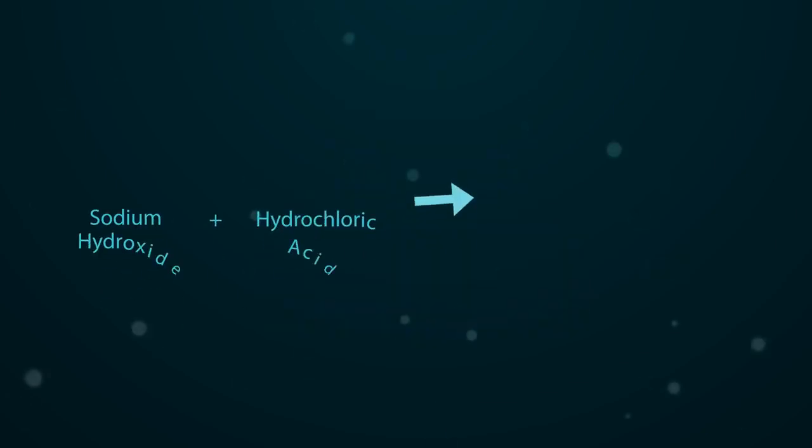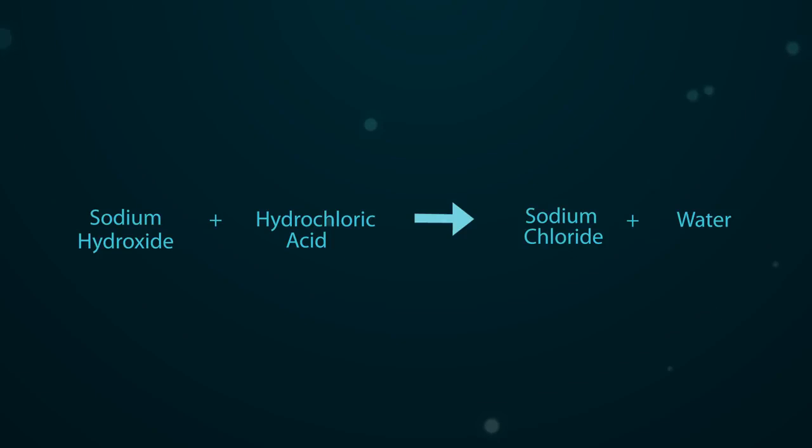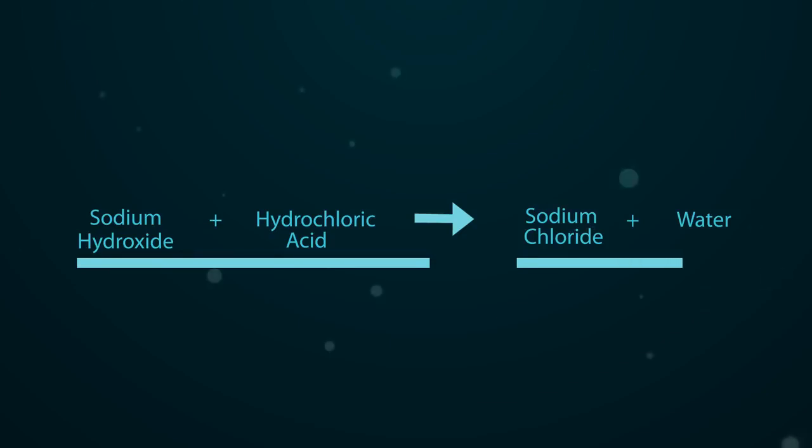Let's look at a word equation. This is a way of summarising a chemical reaction. For example, the neutralisation of hydrochloric acid with sodium hydroxide. We would write sodium hydroxide plus hydrochloric acid, then the arrow, sodium chloride plus water.